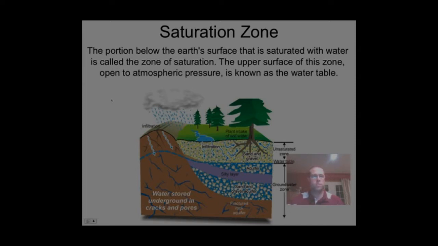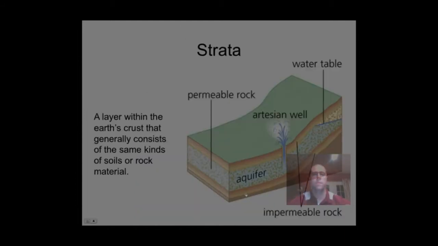The saturation zone is the groundwater zone. This is below a surface that's saturated with water, called the zone of saturation. It is below the water table. So we have the water table, and below it is the groundwater zone or the saturation zone, the zone of saturation, whatever you want to call it. It is the area where all the little pore spaces are filled with water. It is below the water table.